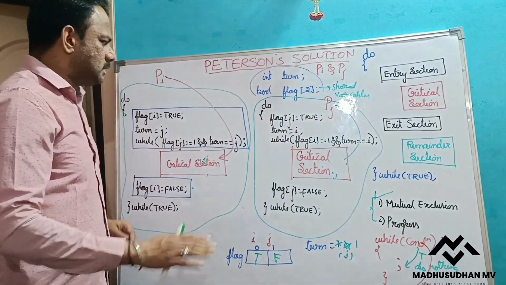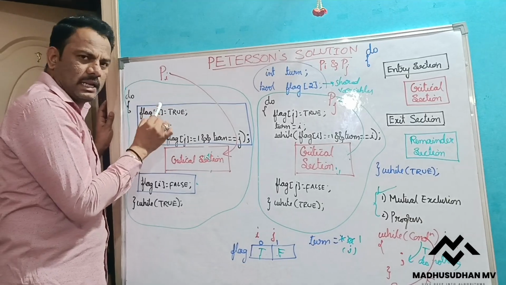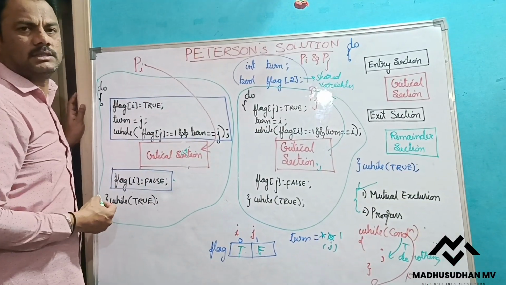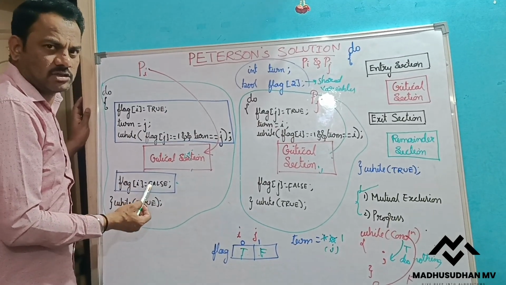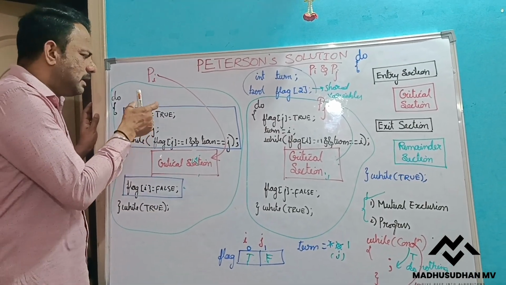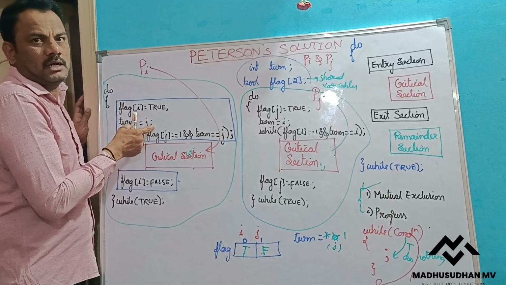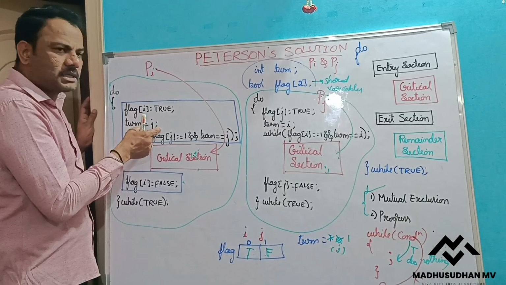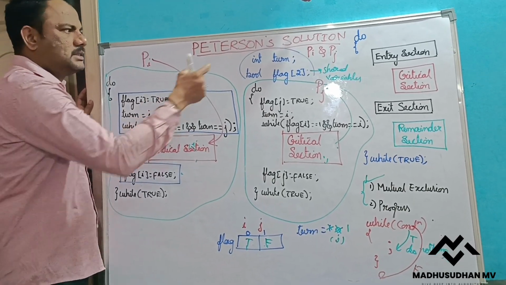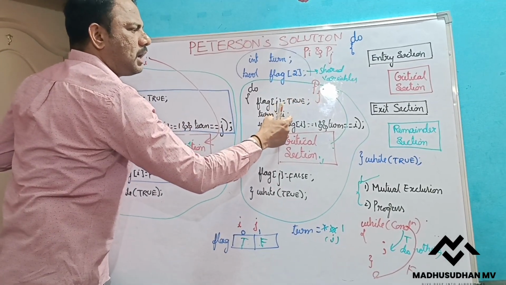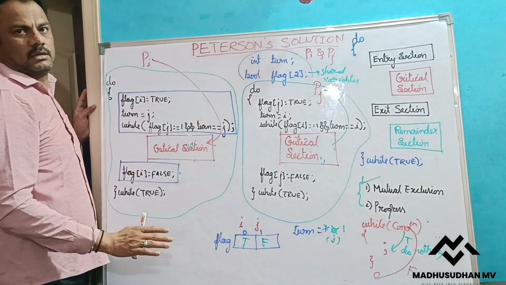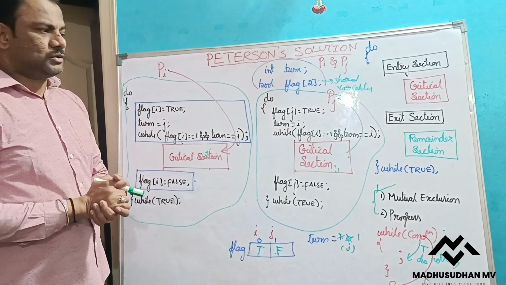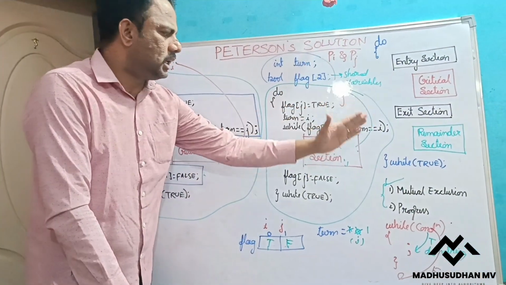Now, how is progress achieved? Very simple again. Whenever any process comes out, it makes room for another process to enter. It makes its flag false, meaning it is not interested, and whenever it wants to enter, it gives the turn to the other process. So progress is also there. Now bounded waiting: no process waits for a long time, there is a restriction. So it achieves all three.